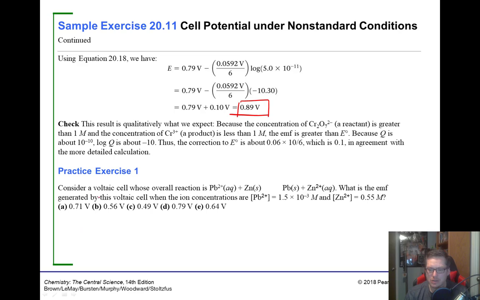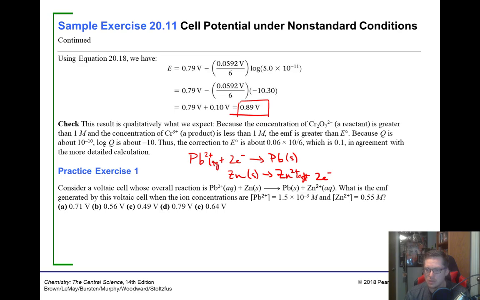All right, now let's do this one together. See if we can do it blind. It says consider a voltaic cell whose overall reaction is lead plus zinc goes to lead plus zinc ion. What is the EMF generated by this voltaic cell when the ion concentrations are those? So let's split this up into our two half reactions. Pb2+ plus 2 electrons goes to Pb solid. I can easily tell there's no hydrogen or oxygen in here, so balancing these half reactions is pretty simple. Zn2+ aqueous plus 2 electrons goes to zinc solid.